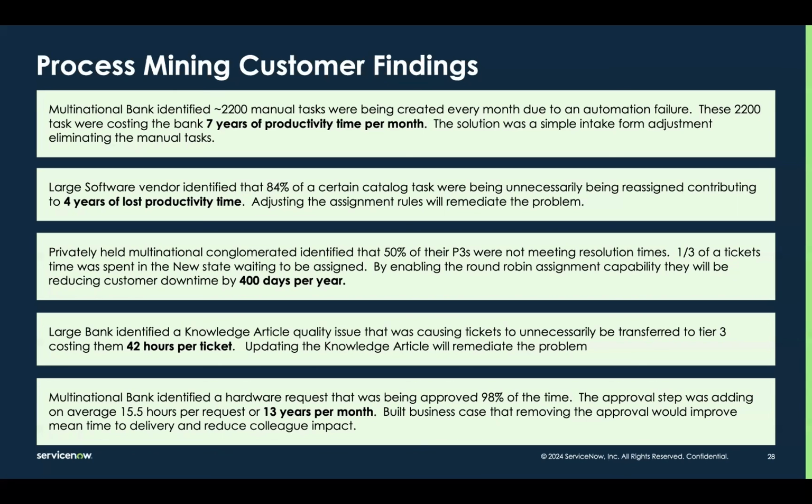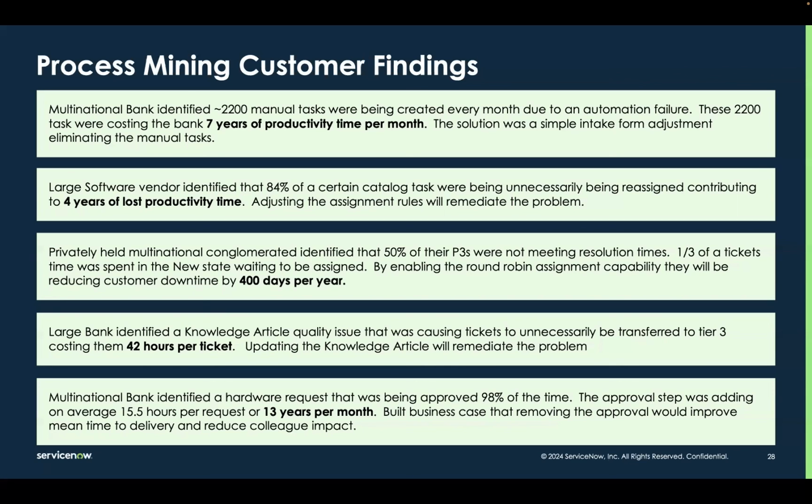Another example was a customer that identified that a third of the ticket time was just waiting for things to be assigned. It was a 3-day closure time on average for a certain type of ticket. A third of that time, a whole day, was the ticket sitting in the new to assigned state. And they were not using any sort of assignment rules. So they've implemented a round robin assignment rule, and they estimate that's going to save them 400 days per year.